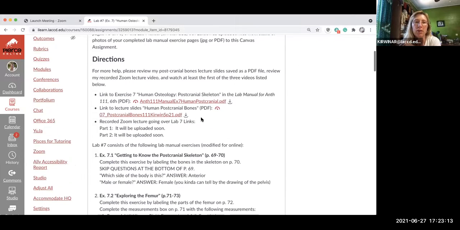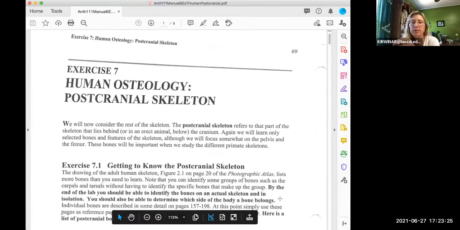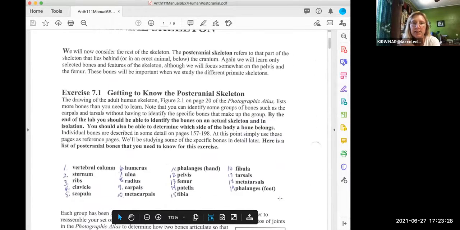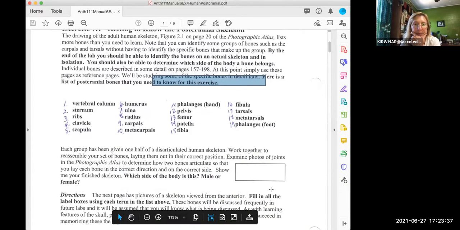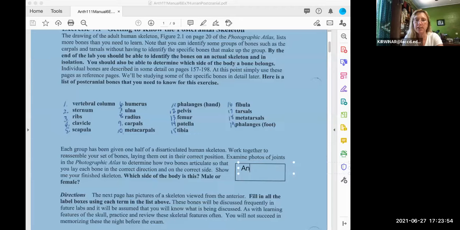Okay, so for part 1, I'm going to go over exercise 7.1, getting to know the postcranial skeleton. First thing is go to your lab manual, go to page 69. Here's a list of postcranial bones that you need to know for this exercise. I numbered them, vertebral column and so on. Then it has a question on page 69, which in the online directions on Canvas, which you should always read first, I said don't worry about that, just skip it. But I'll give you the answer. It's an interior view.